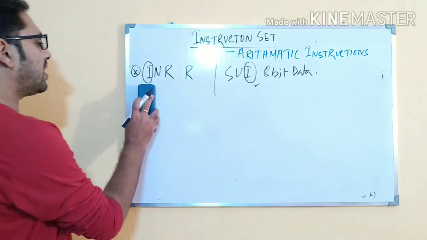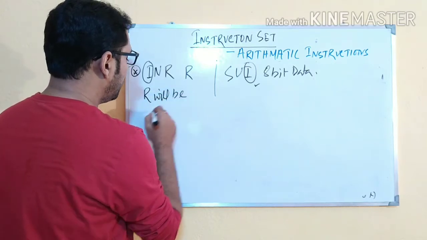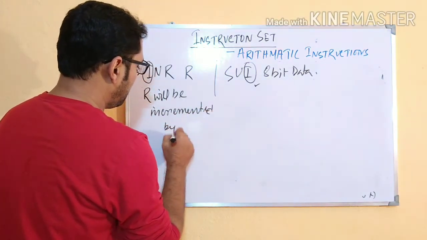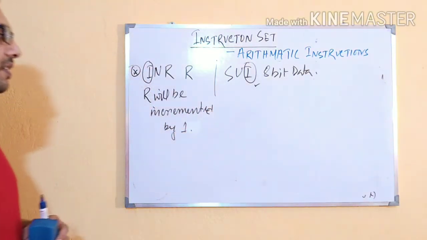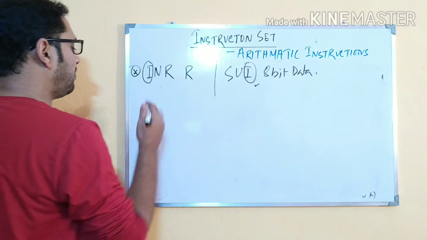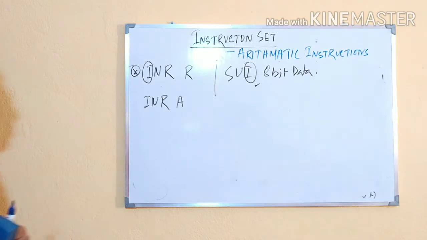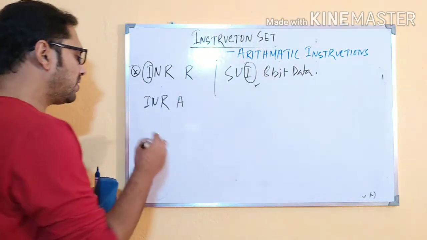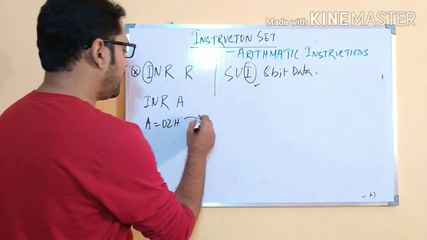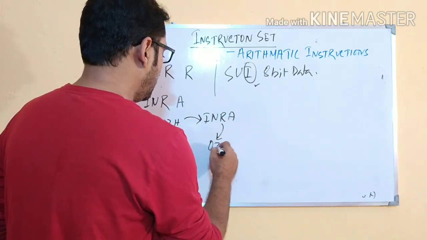So now INR means the value of R will be incremented by 1. So we can write down, for example, INR A, that means the content of the accumulator will be incremented by 1. Suppose the content of accumulator is 02 hex. In this condition we have executed INR A, then what will be the value? The value will be 03 hex.